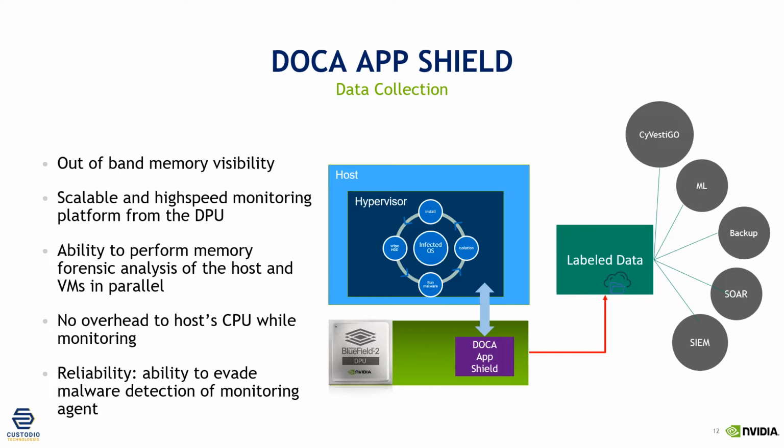Moreover, the architecture of Docker AppShield enables any developer to use its capability by calling its API, retrieve the data that they need, then send this data to a variety of systems and accomplish different types of goals, such as using machine learning for enhanced malware detection, backing up this data for future use, or sending this data to security information and event management systems or threat intelligence systems such as CyVestiGO.